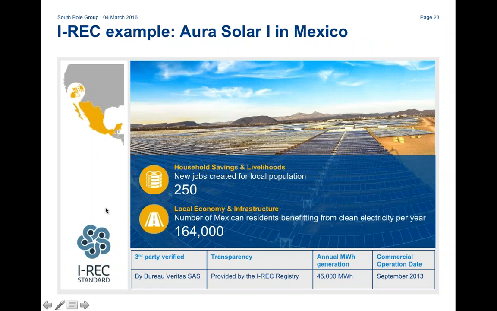So this is an example of a power plant which South Pole Group has registered under the International REC standard. It's a large solar installation in Mexico, which came online quite recently in September 2013, and generates about 45,000 megawatt hours of clean electricity per year, which meets the demand of over 160,000 people. And so it's quite an interesting power plant. It's one of the first large-scale PV installations in Mexico. So just an example of the type of REC projects that we can offer.